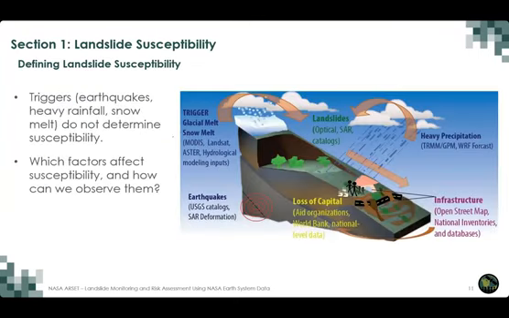So thinking about susceptibility, there are obviously triggers that set off a landslide. We talked about these in the first part of the training: high intensity precipitation, as well as the potential glacial melt or earthquakes. This figure here is showing both the potential impacts as well, so the loss of capital or damage to infrastructure. But what factors affect susceptibility, and how can we observe them? That's the question we're going to ask in the next few slides.